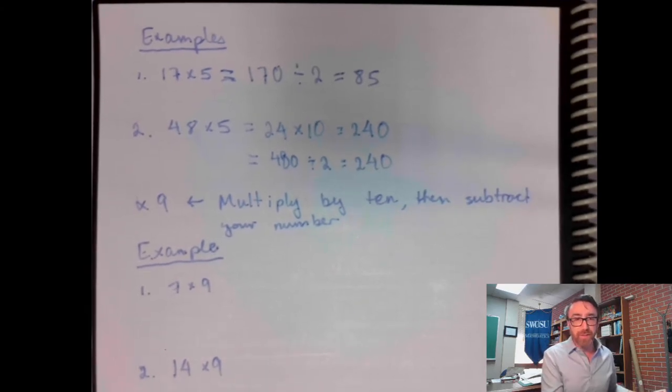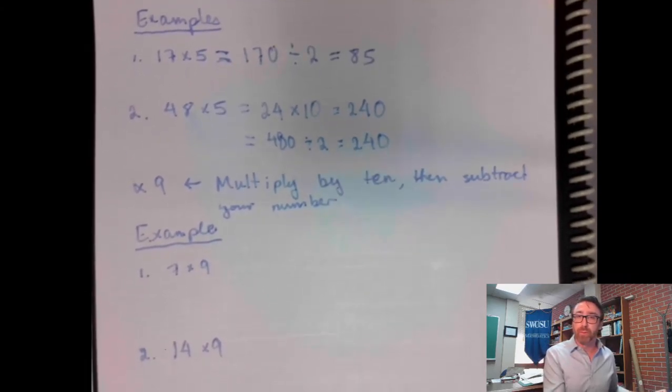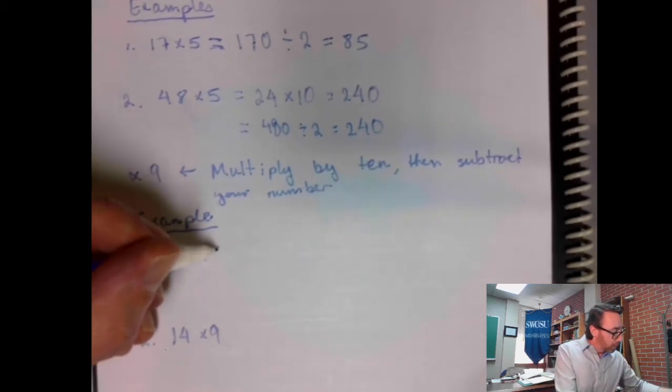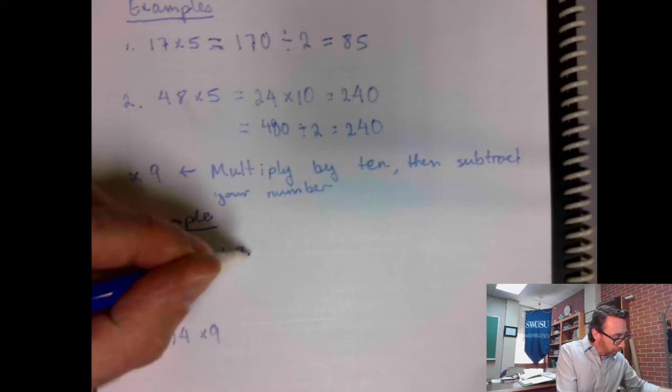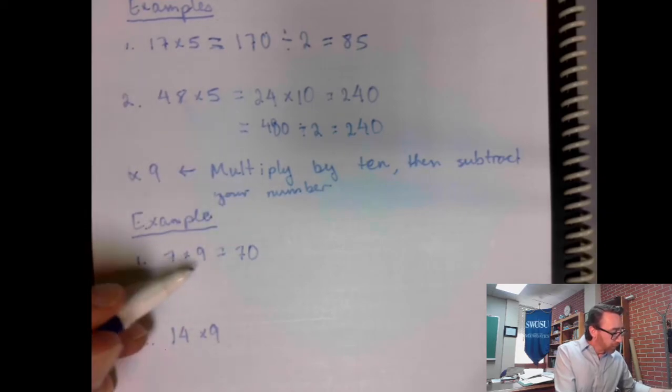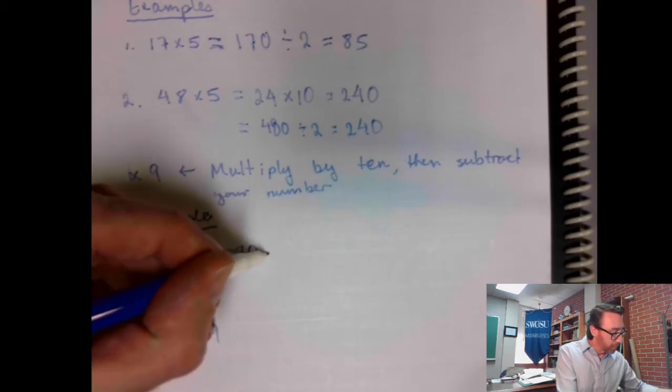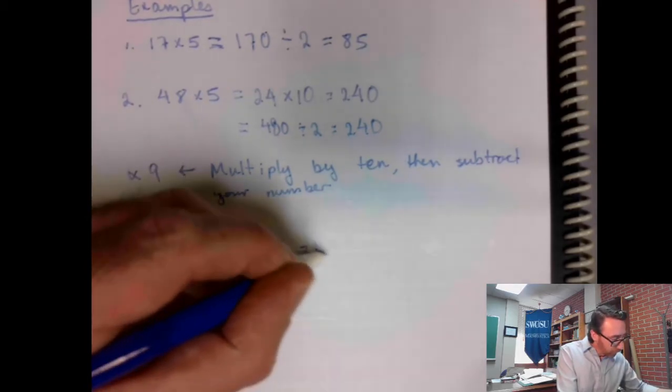Multiplying by 9 isn't too hard either. Okay, multiply by 10 and then back it off. So, got 7 times 9, take 7, multiply it by 10, you get 70. Then take away 7, and you're at 63.